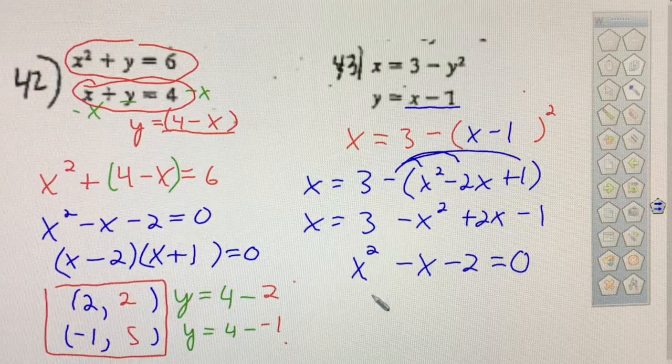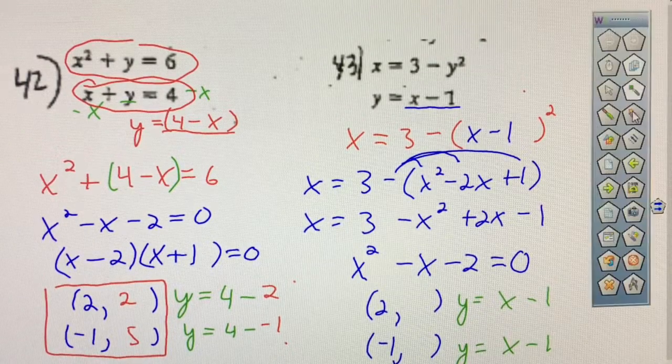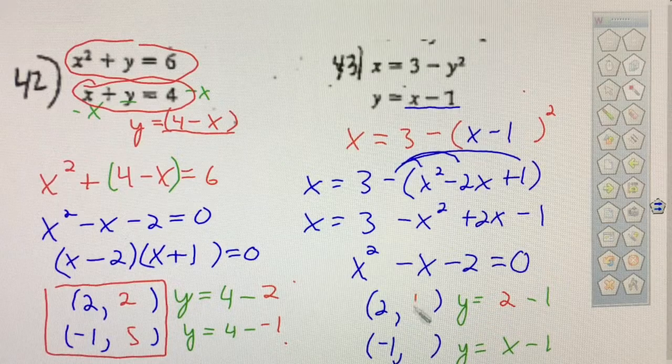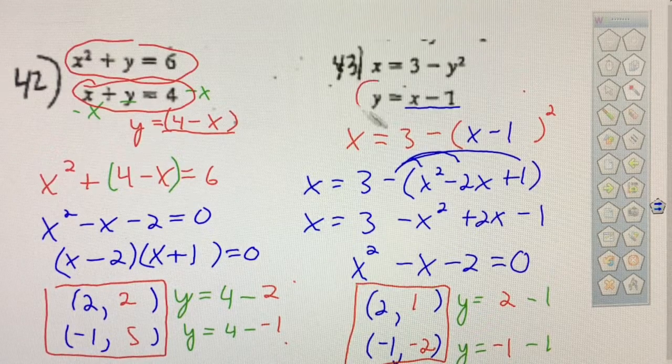So we already have the x values when we factor it. The x value is going to be 2. The other x value is going to be negative 1. And we need to determine what the y value is. This time, our equation is y equals x minus 1. And we will just plug in our x value. In this case, our x value is 2. I plug that 2 in there. 2 minus 1 is 1. So that's an intersection point. I plug in the x value of negative 1, and negative 1 minus 1 is negative 2. And that is the intersection for that line and that parabola.